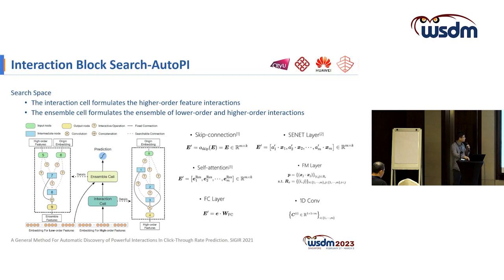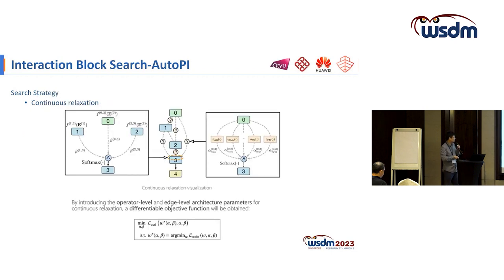So the search space they define would also be a two-level search space. The first level is that for each edge, we have to determine whether this edge exists or not. And the second level of search space is that if this edge exists, what is the most suitable operator on this edge? Okay. So after defining this search space, a differentiable objective function is also proposed to optimize this set of operations.